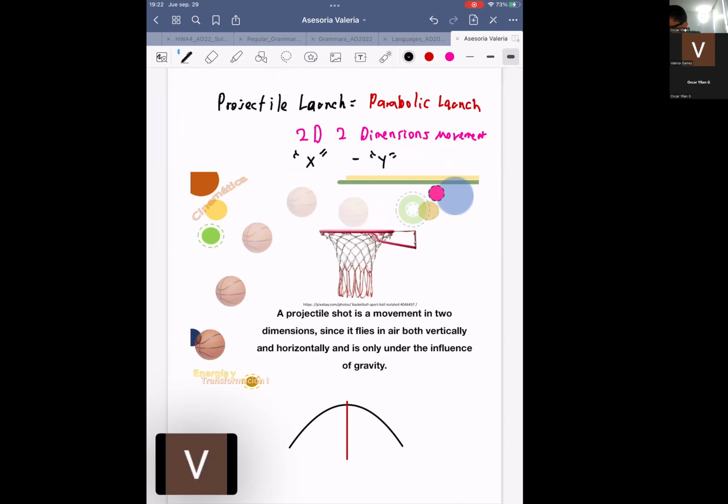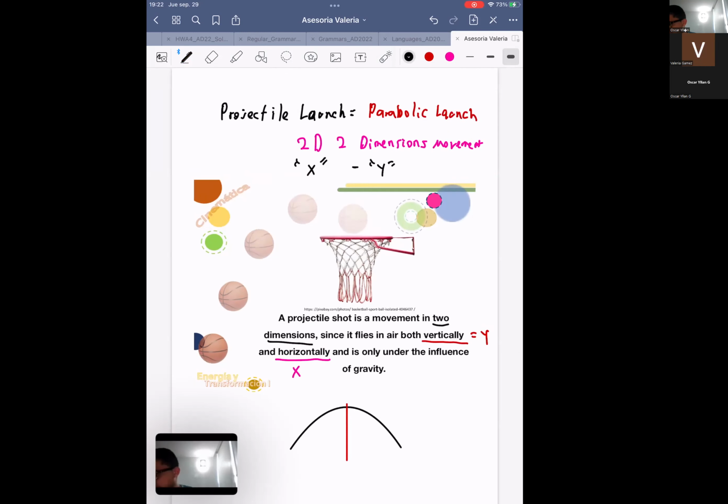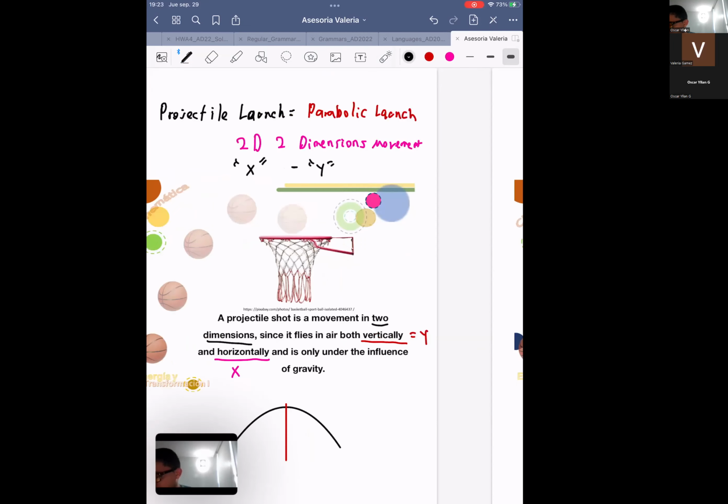Okay, perfect. It says a projectile shot is moving in two dimensions. As we said, it flies in air both vertically, you remember that vertically it's equal to y, and horizontally it's equivalent to x. And it's only under the influence of gravity.